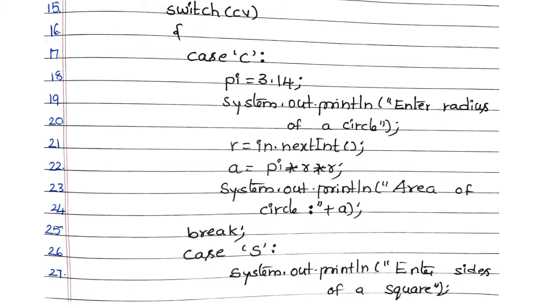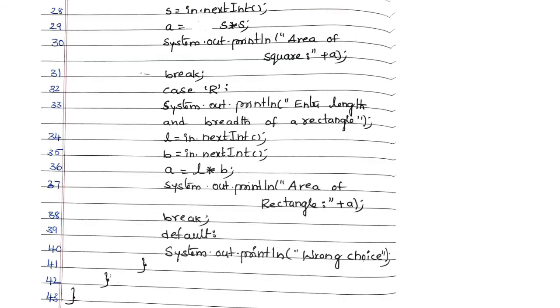S is meant for square. Square means the formula is S square. That's why I would like to take the side as the input. Enter side of a square, and I have read S: S = in.nextInt. Then A = S * S, and I have calculated the area.